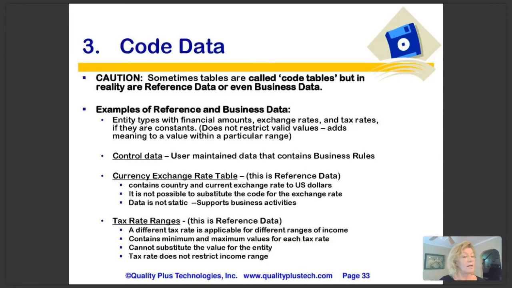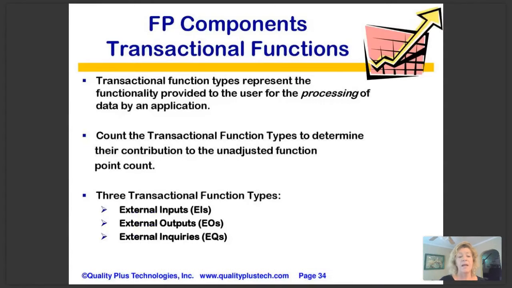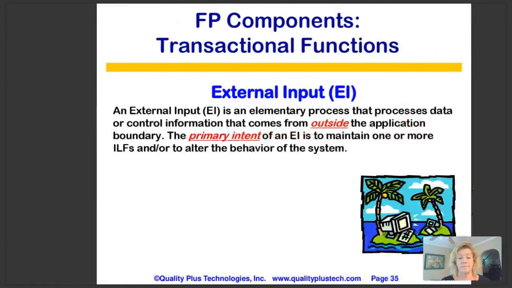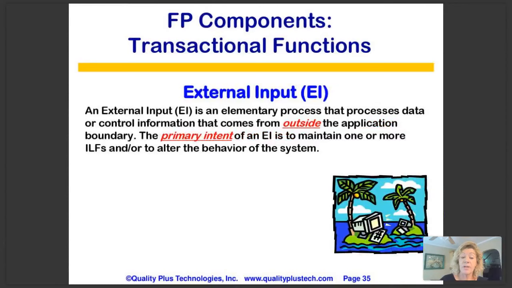Code data does not. So when we take a look at three types of transactional functions, EIs, external inputs, EOs, external outputs, and EQs, external queries. We count these up. An external input has data or control information that comes from outside the application boundary. The primary intent of an EI is to maintain one or more internal logical files, so the data that we're maintaining are master files, or alter the behavior of the system. In other words, trigger something to happen that wouldn't have happened.